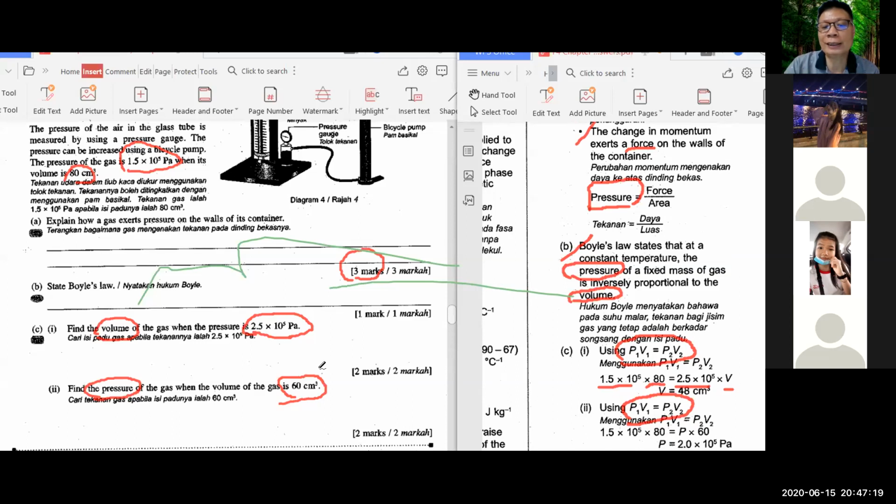So now you see a lot of questions. This Boyle's law and P1, V1, P2, V2. A lot.